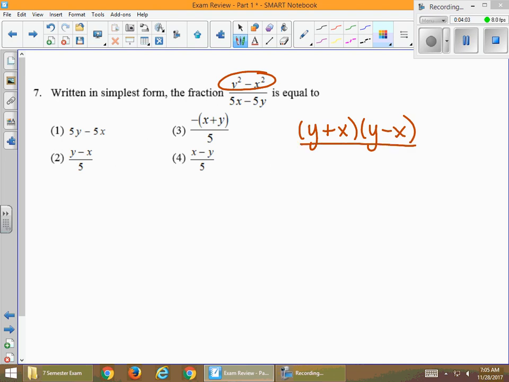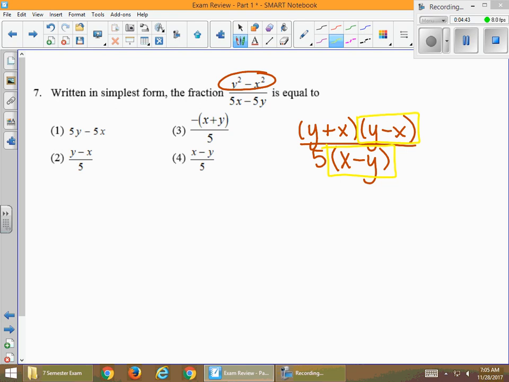Don't be scared of multiple variables. 5 times x minus 5 times y, we can GCF out a 5. Now is a good time to take a look at your possible solutions. So in all of our solutions, we don't have a negative in the denominator. If we did, I would go ahead and factor out a negative with that 5. But since I'm trying to match one of our solutions over here, I need to factor out a negative in the numerator. What I want to match are these two.